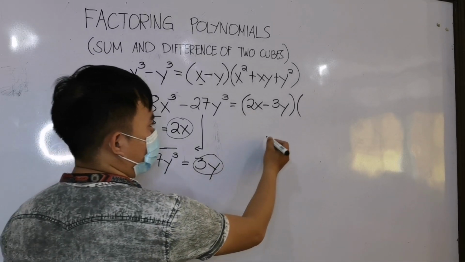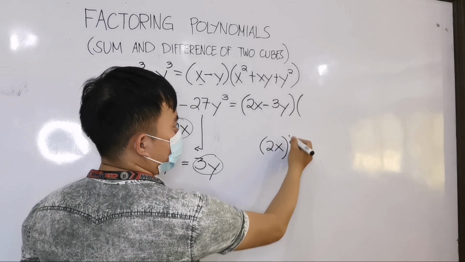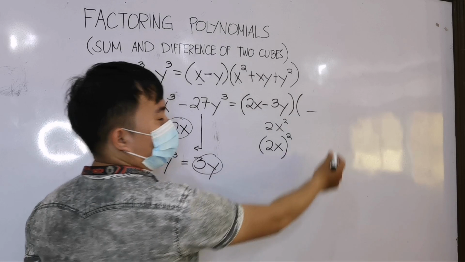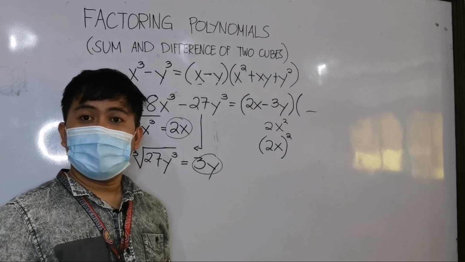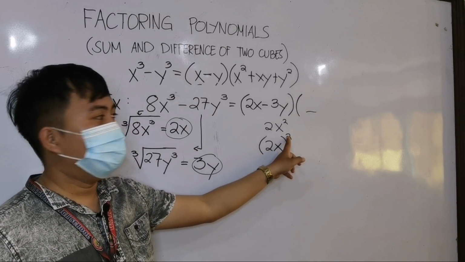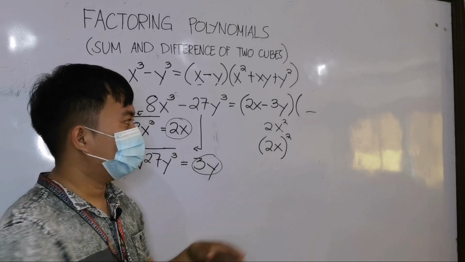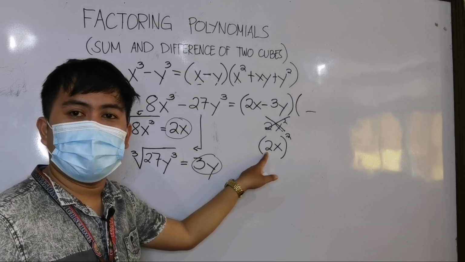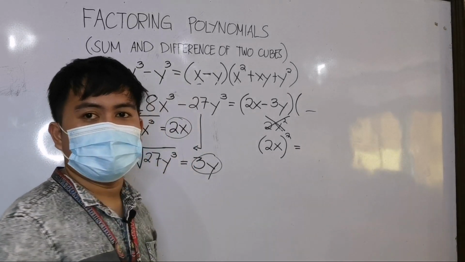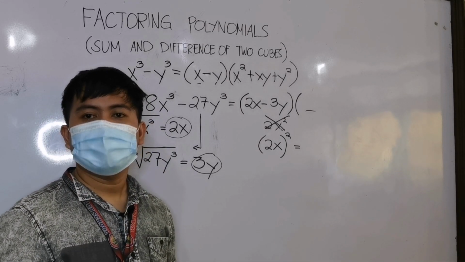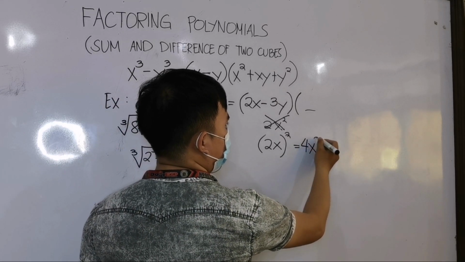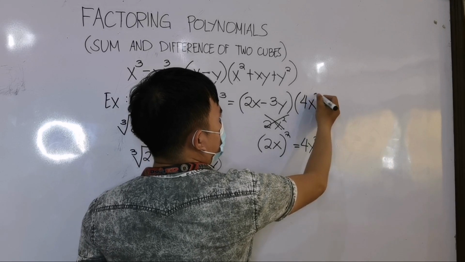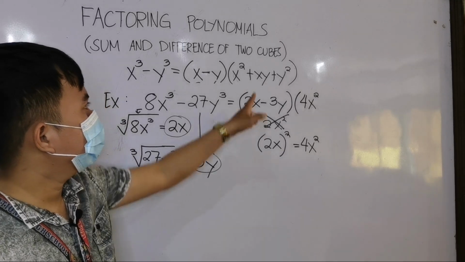So ibig sabihin, ganito po ang mangyayari. The quantity of 2x squared. Hindi mo pwedeng isulat na 2x squared dito. Mali ka dun. Dahil dapat lahat ay may square mo. Hindi yung x lang kasama yung 2. So ito, mali to. So ganito dapat. The quantity of 2x squared. And ano naman yun? The quantity of 2x squared. Very good. 4x squared. So for our first input on the second parenthesis is 4x squared.